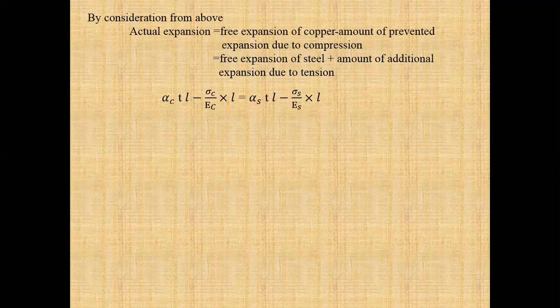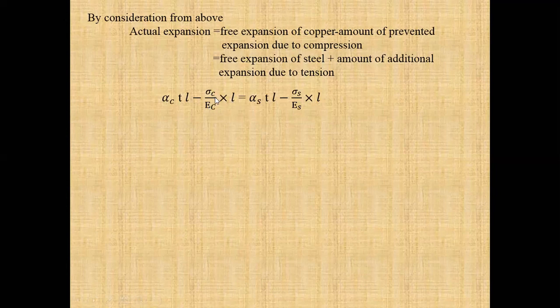So its actual expansion would not be equal to the free expansion. So the amount that is prevented, obviously that is compressive load, is stress induced in the copper material. So how to get that? Strain into original length. Change in the length by the original length is equal to strain.